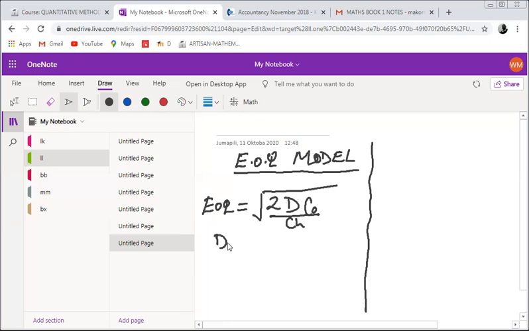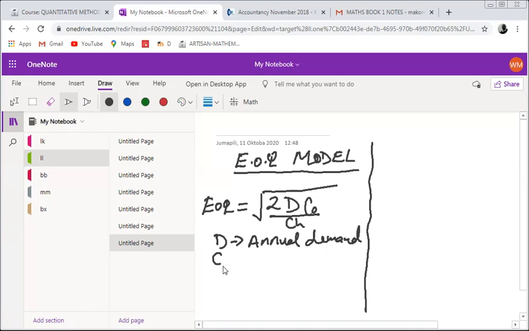So note that D is the annual demand. Annual demand here is the total demand for the whole year; it must be per year. If you are given the demand per month, you multiply by 12 to get the demand for the year. If you are given the demand per week, you multiply by 52 to get the demand per year. Always make sure that the demand you are working with is annual.